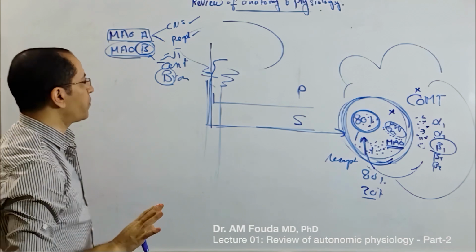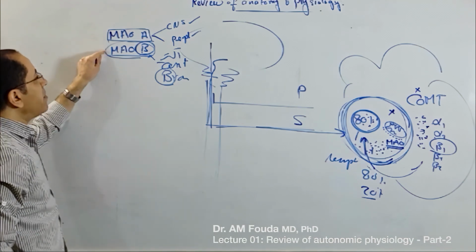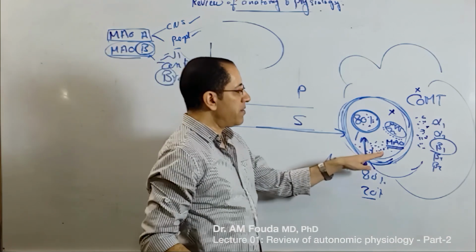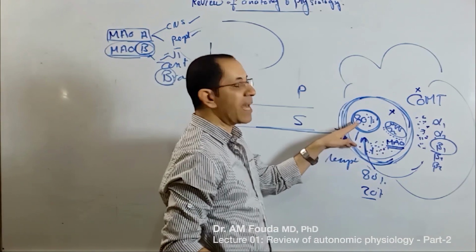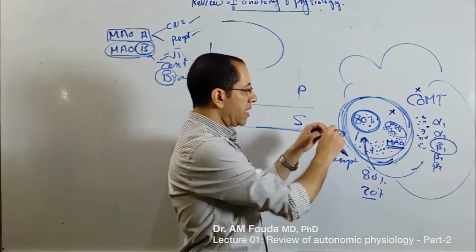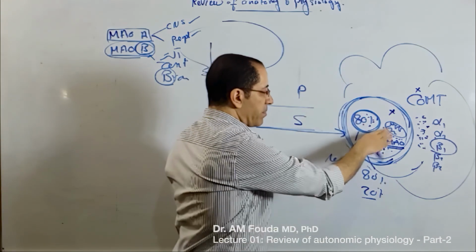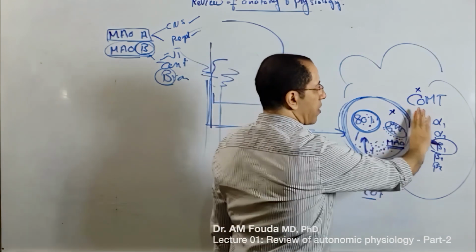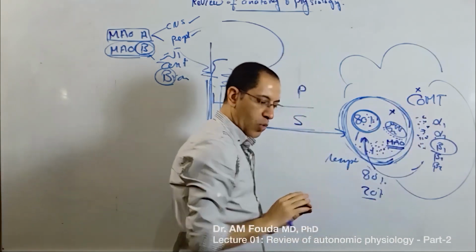Both of them, MAO-A and MAO-B, destroy the amount of norepinephrine that couldn't be stored in the vesicles. Those inside the vesicles are safe, but those free in the cytoplasm are destroyed by monoamine oxidase enzyme. And those free in synaptic space are destroyed by COMT enzyme.